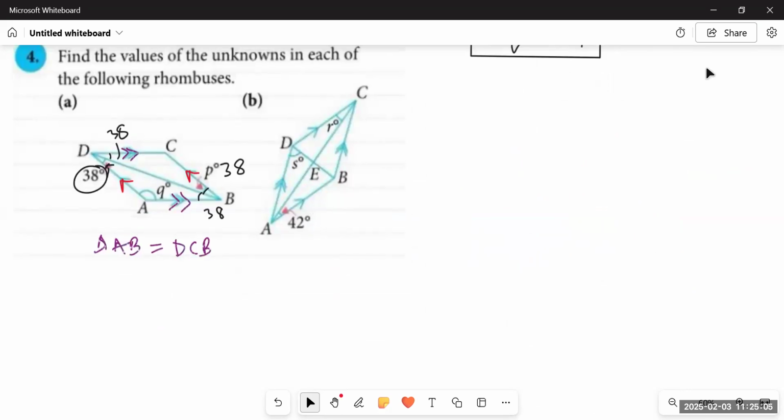Whenever there are two diagonal lines, in the first part we had only one diagonal line, but in the second part we have two diagonal lines in a rhombus. Whenever there are two diagonal lines, they will always bisect each other at right angles. That is, all four angles that will be formed in between would be 90, 90, 90, 90 each. This would be 90, this would be 90, this would be 90, and this would be 90. You see, all four angles would be 90 degrees each in this.